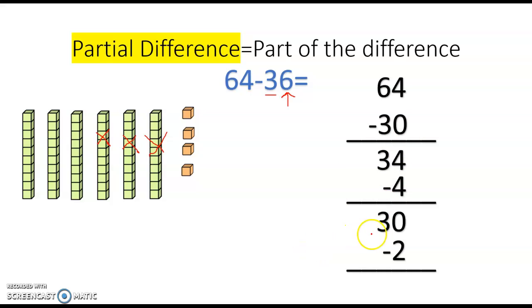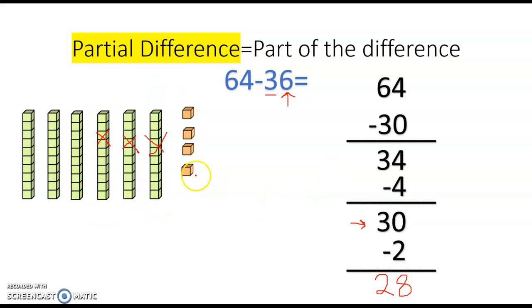So 30, I take away 2, 29, 28. And just like in addition, I made a 10 here because working with tens is just easier. So it was really easy to take 2 away from 30.